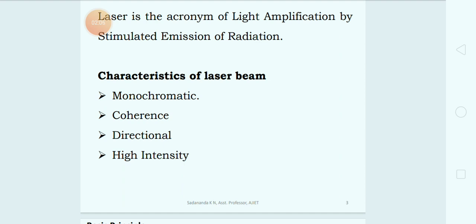Next concept is coherence. Coherence is another characteristic of the laser beam, which is the most important optical property that distinguishes laser light from other types of monochromatic light. There are two types of coherence, namely temporal coherence and spatial coherence. So let us see what temporal coherence and spatial coherence are, and when they occur.